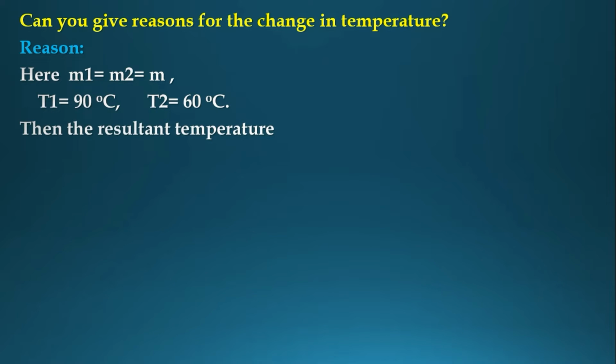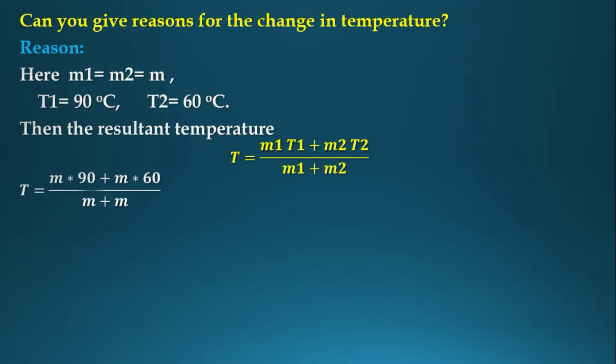Then the resultant temperature will be, we have the formula T is equal to (M1 T1 plus M2 T2) by (M1 plus M2). So M1 will be M and T1 will be 90, M2 will be M and T2 will be 60. By substituting the values in this equation, you will get 75 degrees Celsius.